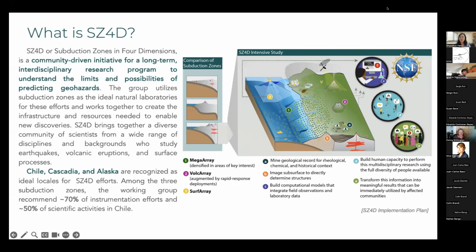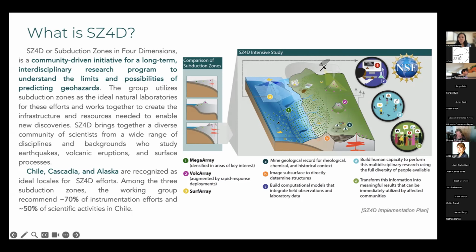So one core component of the SZ4D experiment is the instrumentation, like the onshore, offshore instrumentation. Number 1 is the mega array, and number 3 is the surface array. Donna will talk more about these in her talk next. The mega array is a seismic and geodetic array with instruments on both the offshore part and the onshore part to monitor subduction fault behavior.